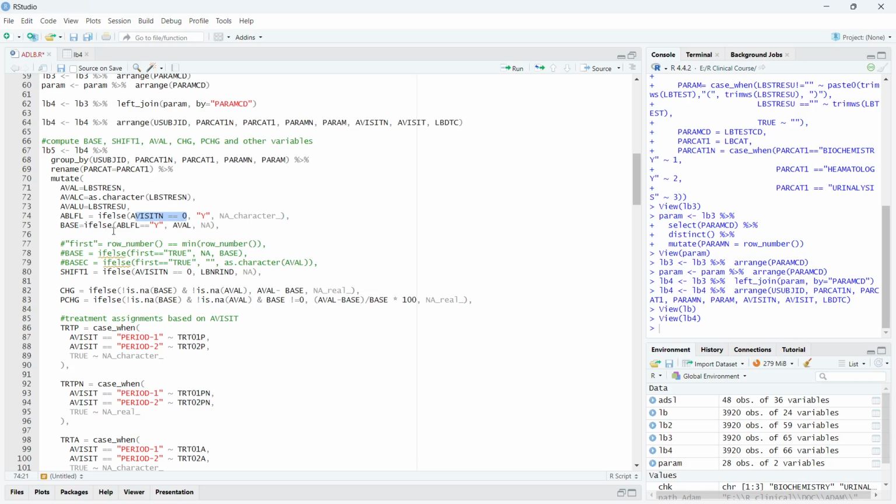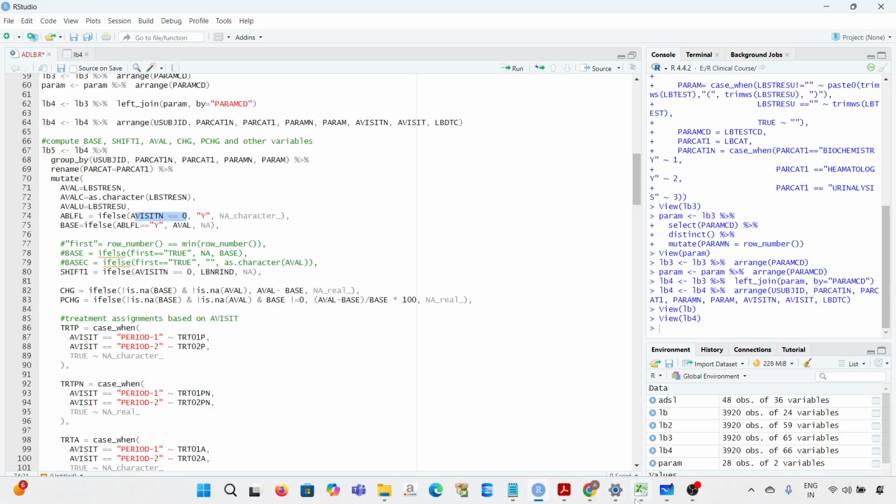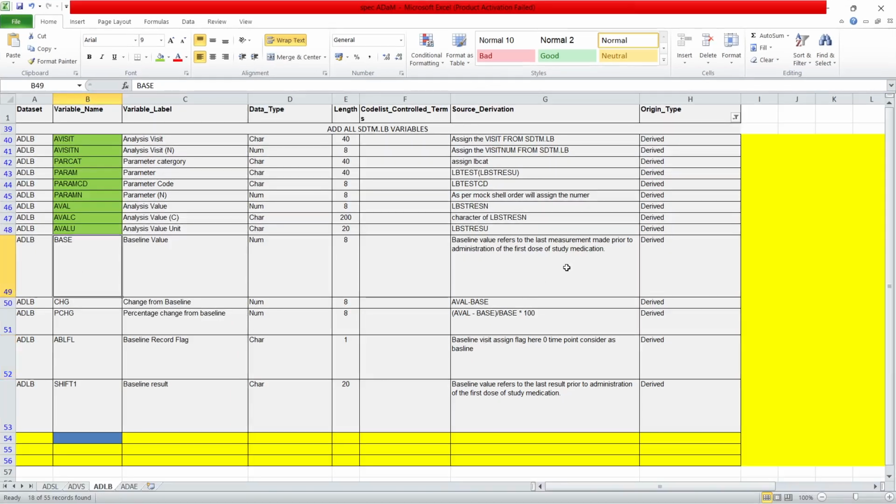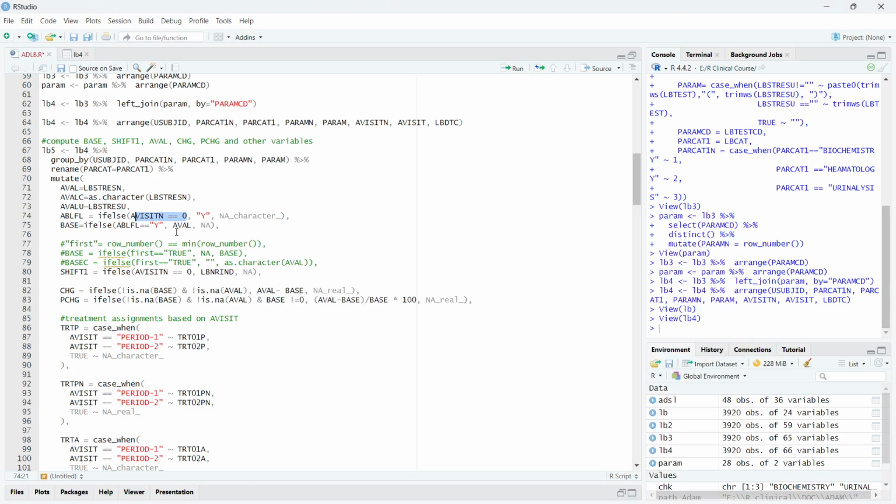And the base is also the same thing. If analysis baseline flag equal to Y, then we give it as the base as eval, else missing. Okay, so when you check the specification, baseline value refers to the last measurement made prior to administration of the first dose of the study medication. That is, we consider this like screening, before screening, the 0 time point. So if it is Y, then we consider that eval value for the base, and if it is missing, we consider it as missing.